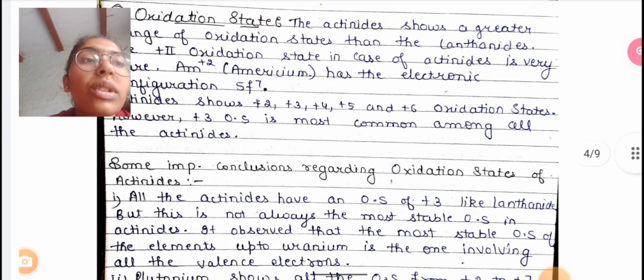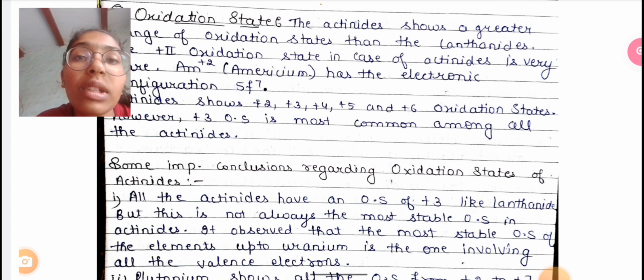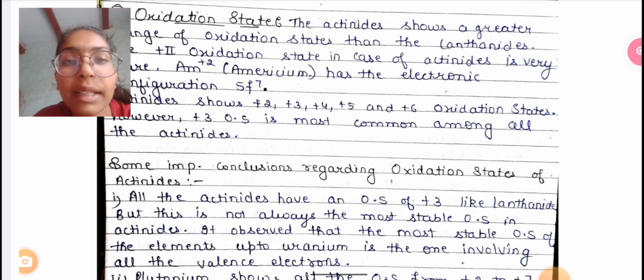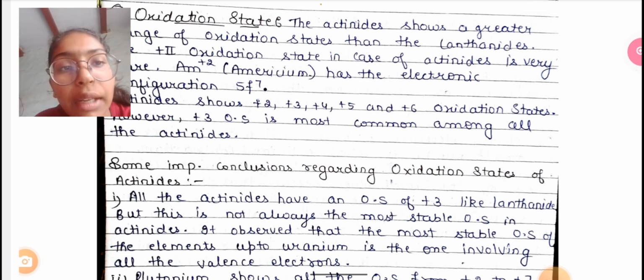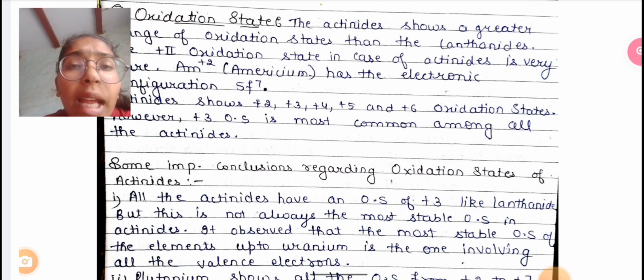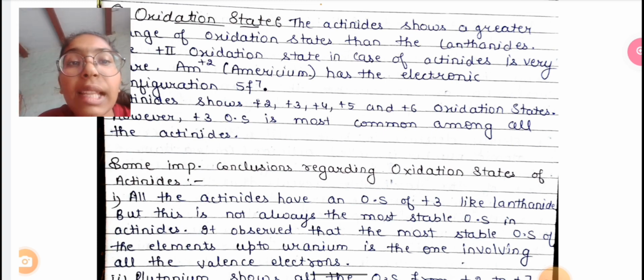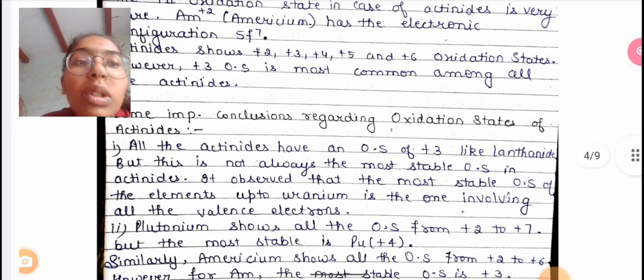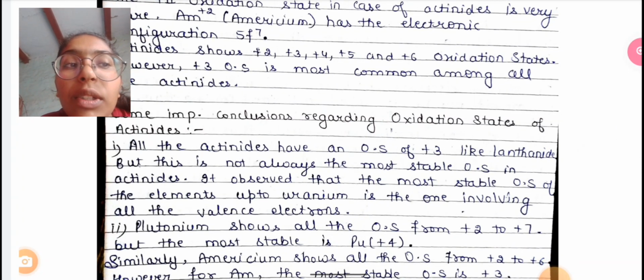Some important conclusions regarding oxidation state. First, all the actinides have an oxidation state of +3 like lanthanides, but this is not always the most stable oxidation state in actinoids. It is observed that the most stable oxidation state of elements up to uranium is one involving all the valence electrons.